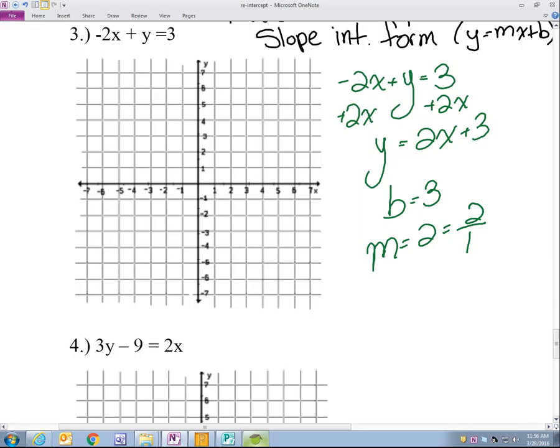So I have my y-intercept is 3. My slope is 2 over 1. Rise 1, 2 over 1.